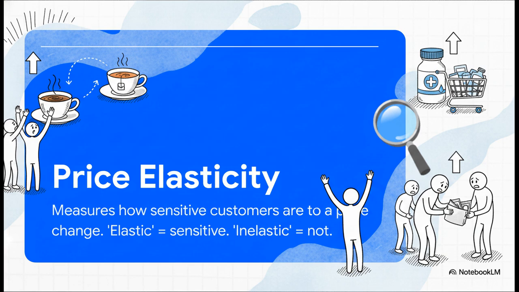If you hike the price of your coffee and suddenly everyone switches to tea, your demand is elastic. It's sensitive. But if you raise the price of, say, a life-saving medicine and people have no choice but to buy it anyway, that demand is inelastic.